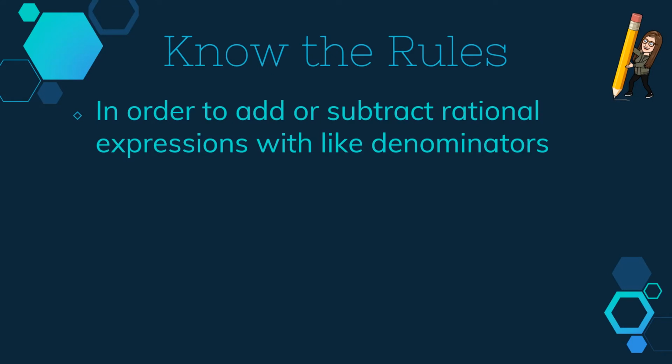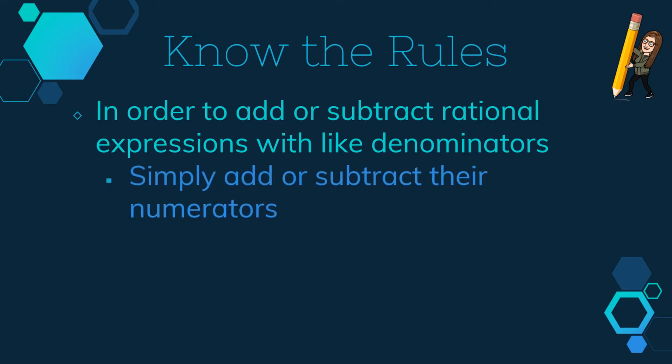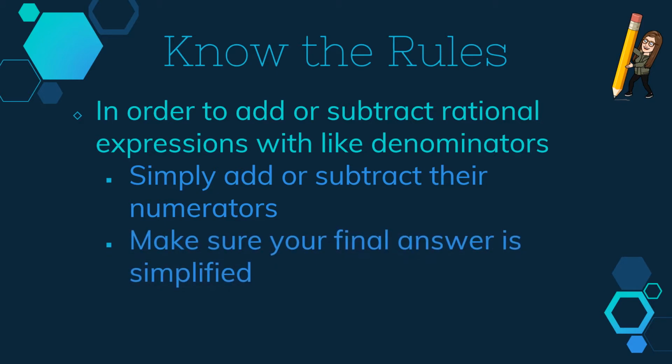All right, so let's jot down a few things in our notes. Again, in order to add or subtract, you need like denominators. Then you're going to simply add or subtract their numerators. Now this might require some simplifying, some combining like terms, some expanding. And then in the end, you want to see if you can simplify things again, meaning occasionally your answer in the end might need to be factored and then simplified.